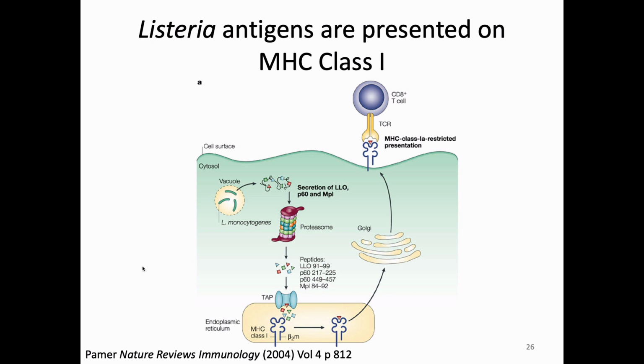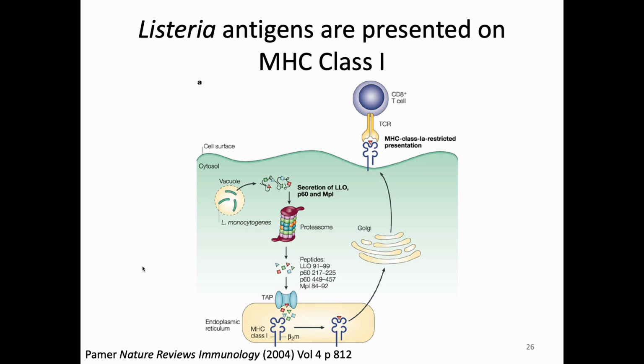But you get presented on Class I super well. And so Listeria is this weird bacteria that ends up having a response that looks almost more like a response to a virus than a response to a bacteria because of this evasion. And so Listeria actually has this whole MHC Class I response instead of Class II.